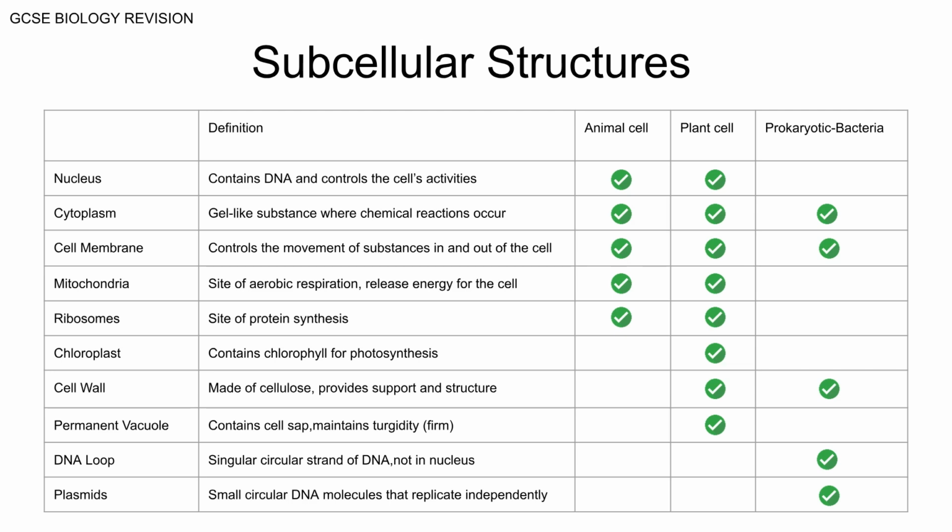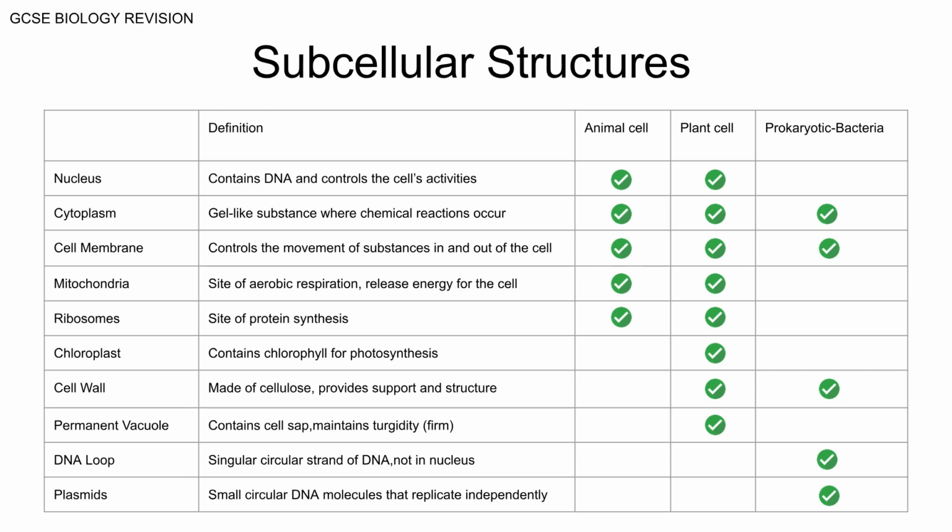Now, let's take a closer look at the subcellular structures that make up these cells. These are the parts inside cells that help them function. In eukaryotic cells, both animal and plant cells share some important structures, but plant cells have a few extra. Let's go through them. Nucleus. This is found in both plant and animal cells. It contains the DNA and controls the cell activities.